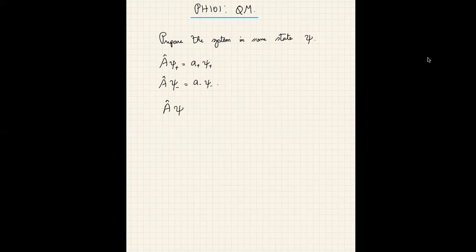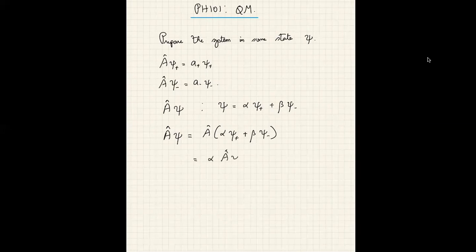To do that, it is useful to use the superposition principle and decompose the state psi into some linear combination of the eigenfunctions of A. So I can write psi as some alpha times psi plus some beta times psi minus. If I do it this way, then the action of A on psi is very simple to understand. It is the action of A on alpha psi plus beta psi minus. Since A is a linear operator, I can pull out the alpha and act it on the psi plus and so on. And this becomes alpha A psi plus beta A psi minus.